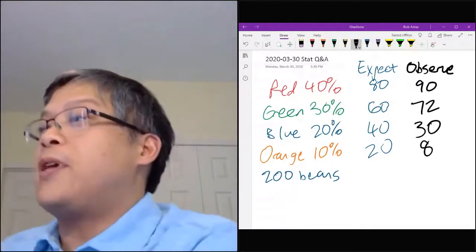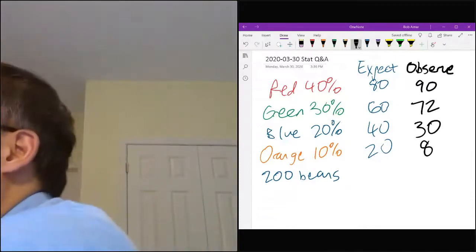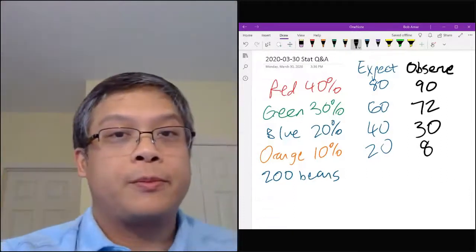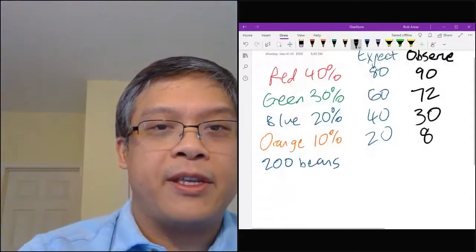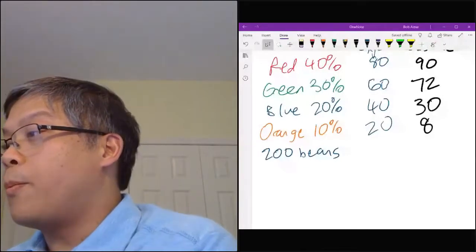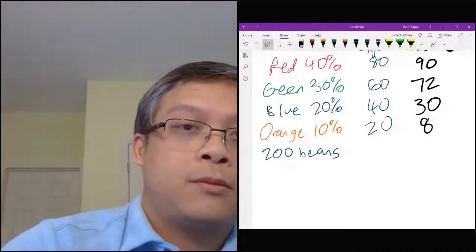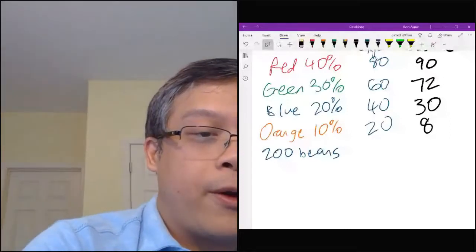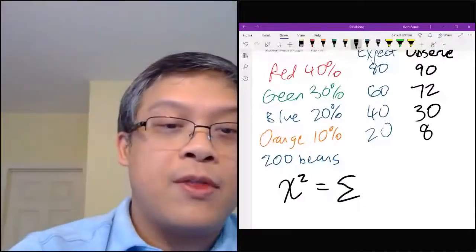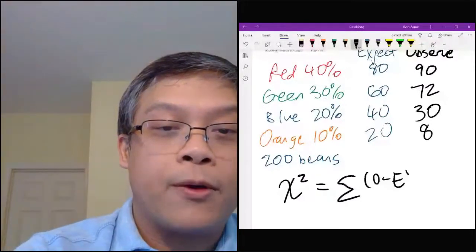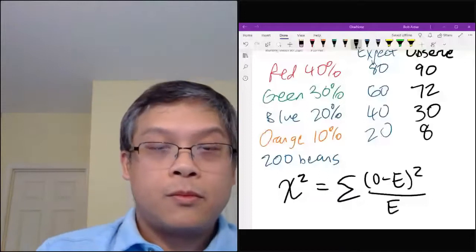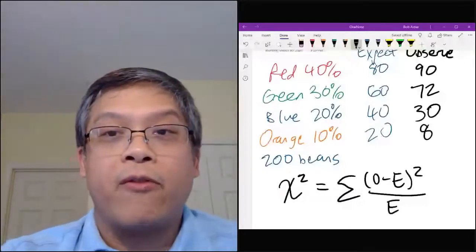In a chi-squared goodness of fit test, you're checking to see whether the observed proportions are equal to the expected proportions. And to calculate this test statistic, what you're always looking to do is to sum up all of these differences. So the chi-squared test statistic is the sum of just the observed minus expected squared over the expected.